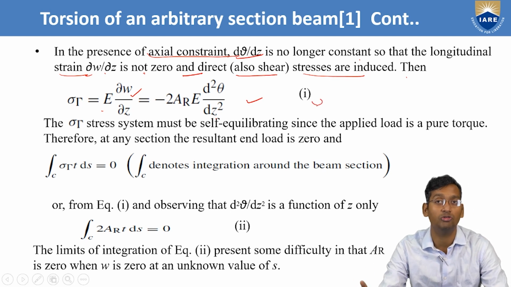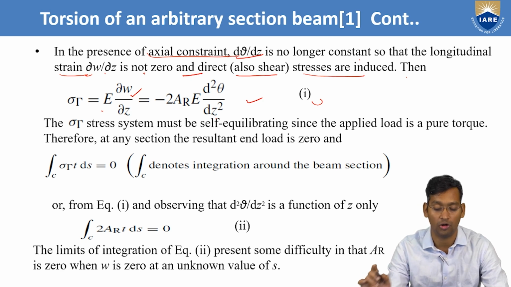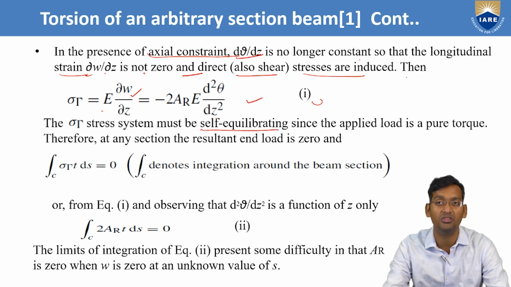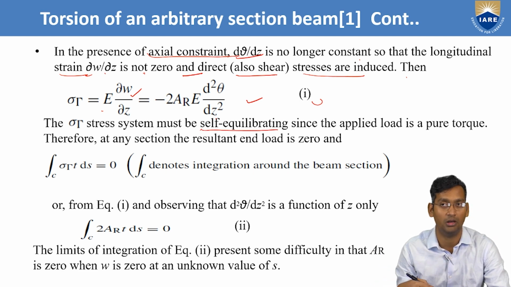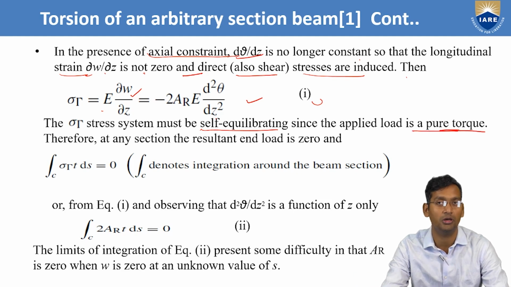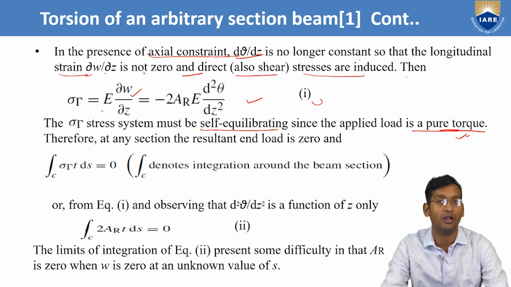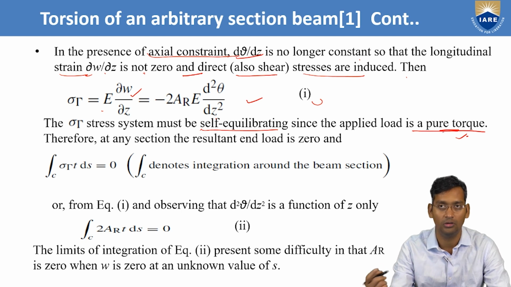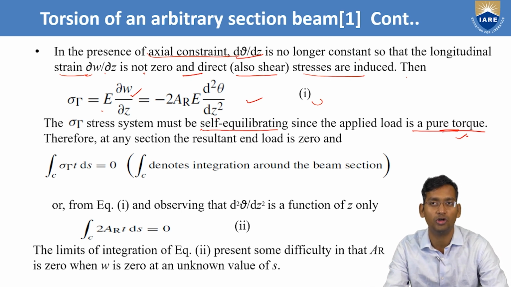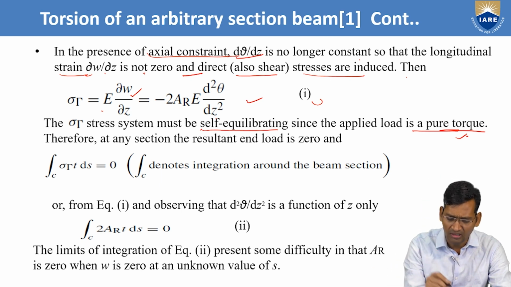The sigma tau stress system must be self-equilibrating, since the applied load is a pure torque. Why? Self-equilibrating means they should come to equilibrium by themselves, because only a pure torque is applied. No other loads and no other twisting are there. We are considering only pure torque. Therefore, at any section, the resultant load is 0. That is because of pure torque, meaning at the intersection, load will be 0. Hence, just apply that.